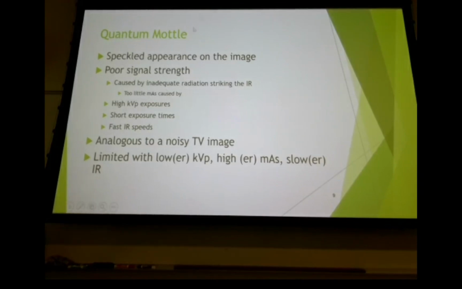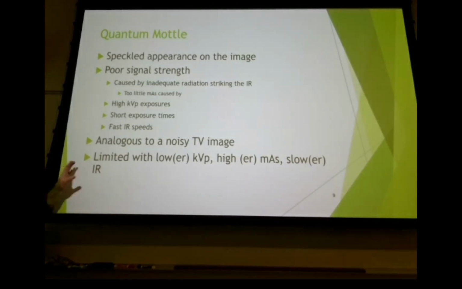So how we battle that is with lower kVp, higher mAs, and slower image receptors. Of those three, slower image receptors is really the worst option.